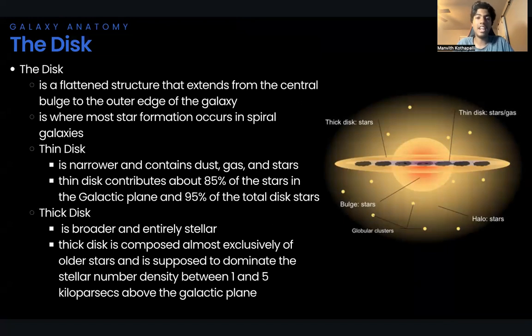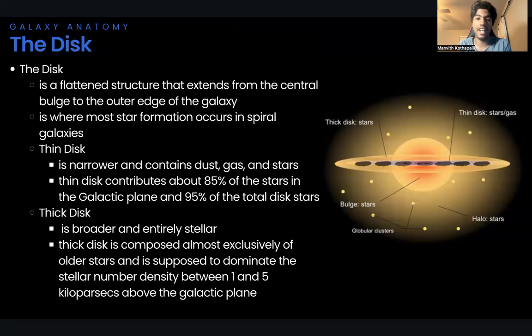The thin disk is narrower and contains dust, gas, and stars. It is the main non-central density of matter in spiral and S0 types of galaxies. The thin disk contributes about 85% of stars in the galactic plane and 95% of the total disk stars.